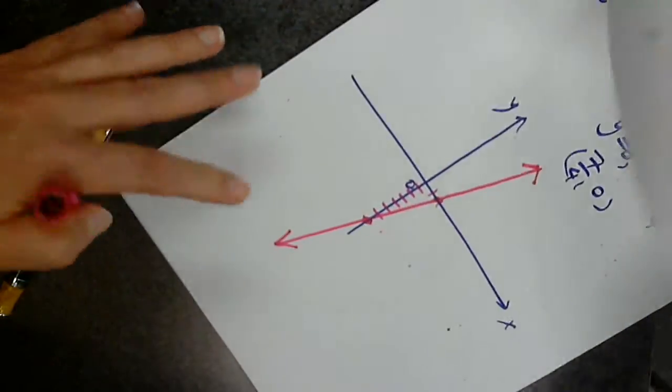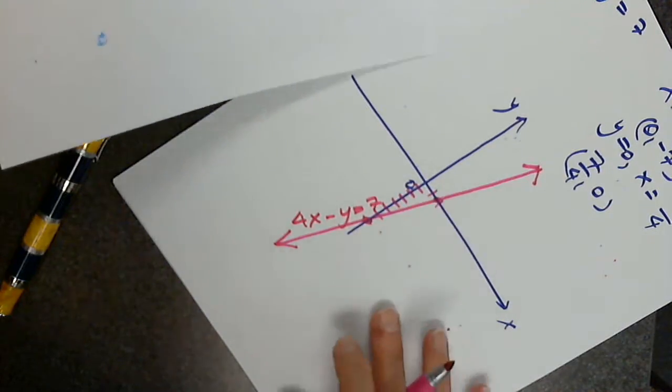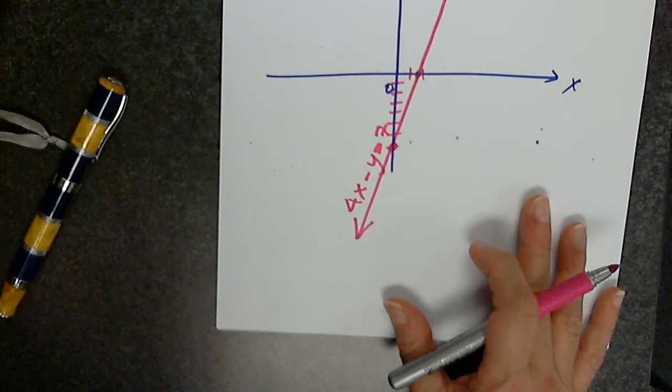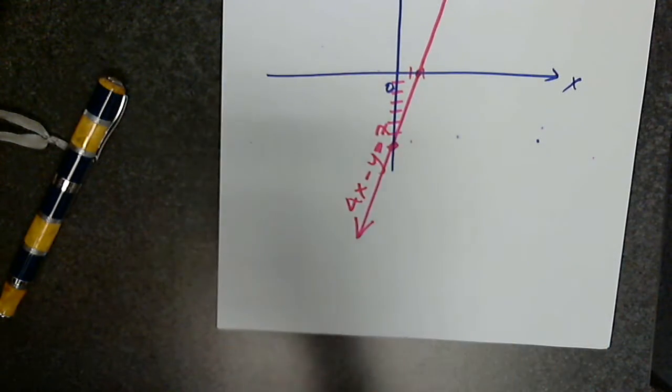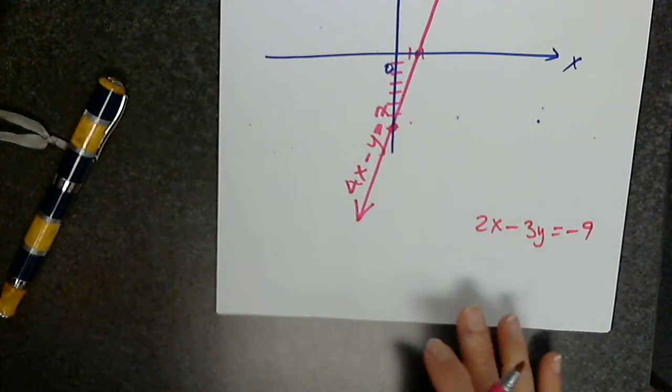I need to write somewhere the name of this line. This is the name of the line: 4x minus y equals 7. Now the second line is 2x minus 3y equals -9.